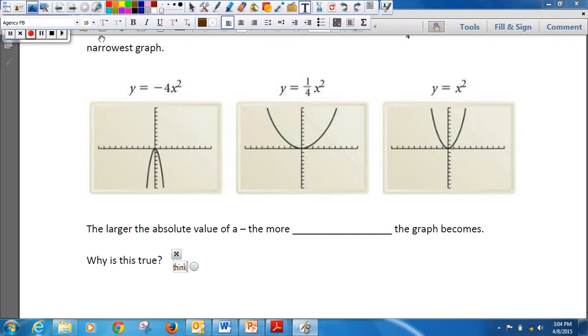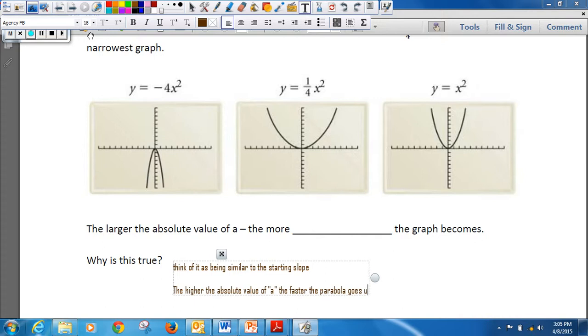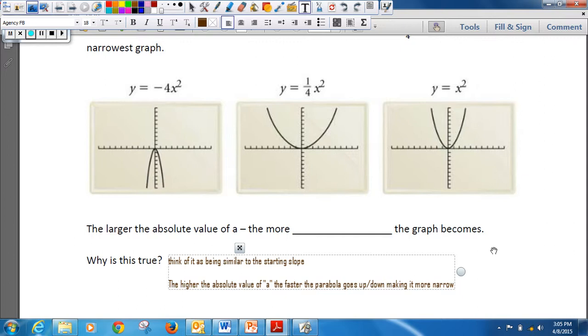You can think of it as being similar to the starting slope, where it was mx plus b. Well, we're looking at the a here in front of the x squared. The higher the absolute value of a, the faster the parabola goes up or down, depending on if it's going up or down, making it more narrow. So that absolute value is like looking at our beginning slope, where it's telling us it's going to start and get narrow, or it's going to go up really fast, so it's going to be more narrow than something that is a lesser absolute value.